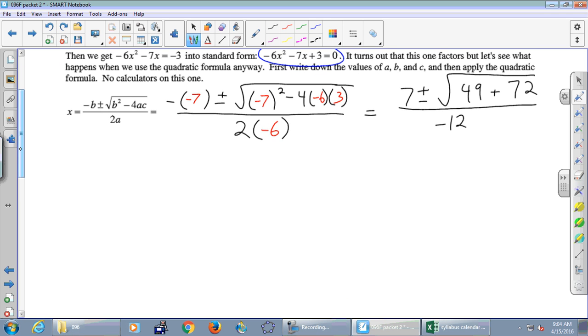Okay, let's keep trucking here. Equals 7 plus or minus square root of. Then we do that arithmetic again. We could do it without the calculator. What is it? That's a 121, right? Over -12. That's good.